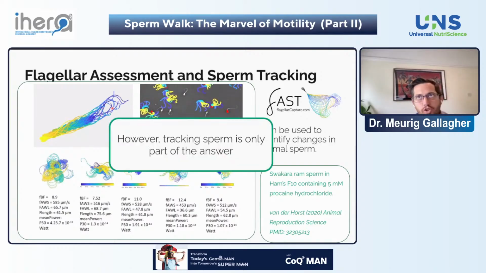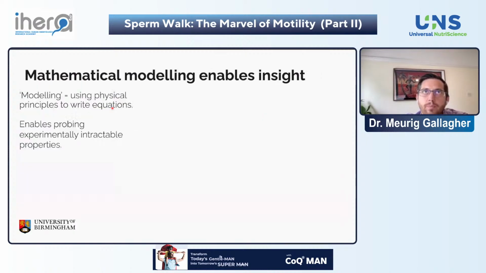But the key is that tracking sperm is only part of the answer. Tracking sperm is great, it gives us data, but really we need to look at that data in the right way. It's not just a case of saying we have 100 sperm swimming quickly. We actually need to use this data in a way that gives us greater insight into those things that we've been saying about what a sperm needs to do.